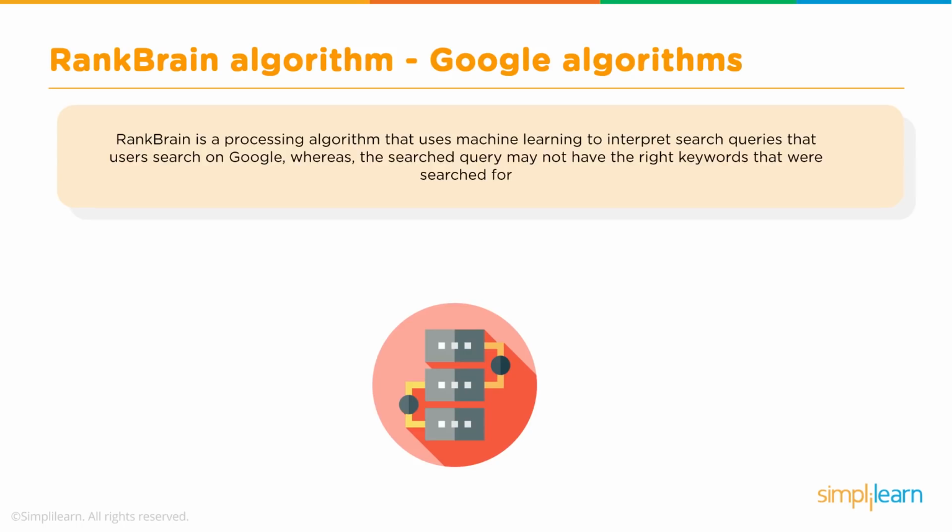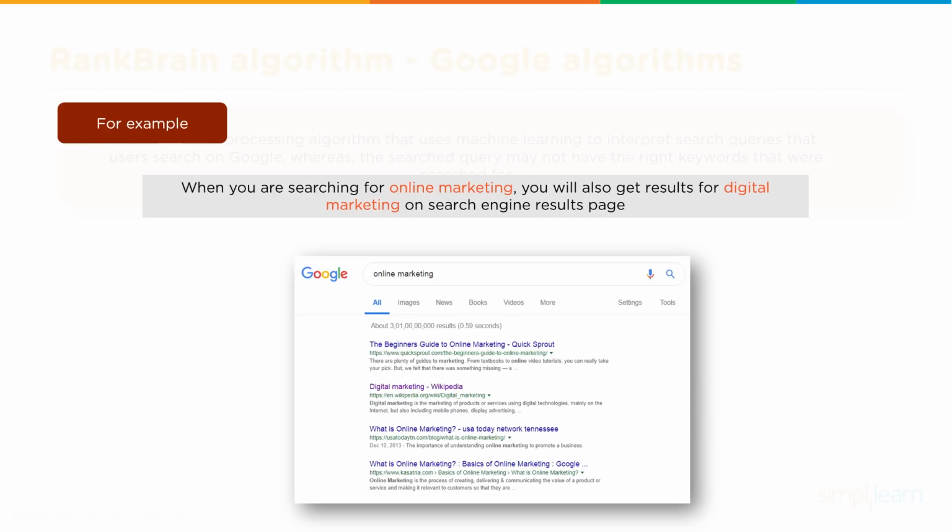And so, for example, if you're searching for online marketing, you will get results related to digital marketing on search engine result pages. Why? Because RankBrain will interpret that particular keyword. And they're trying to match, based on all the data they collected, what words or phrases might have a similar meaning. So online marketing and digital marketing have similar meanings.